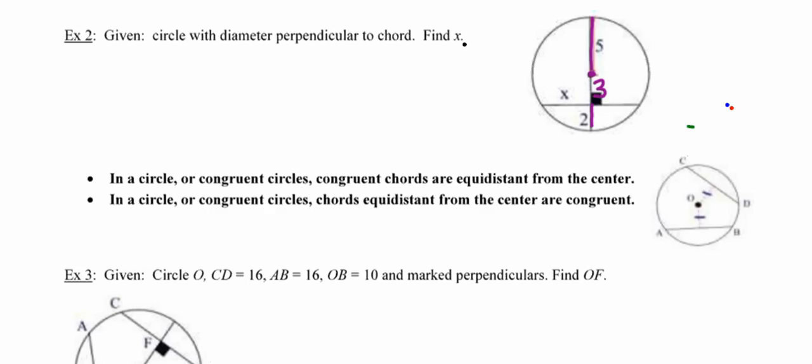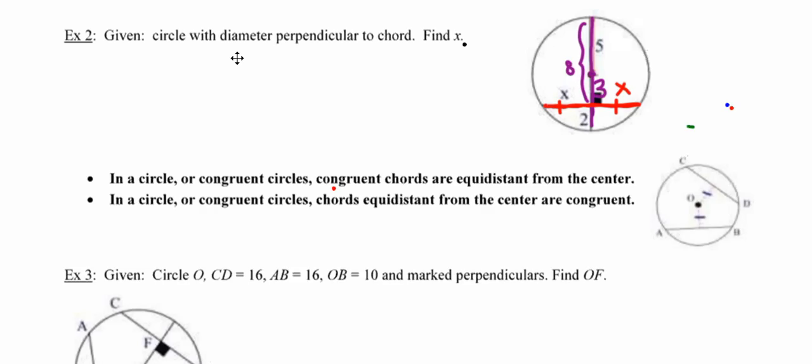This is really helpful because now I have the purple chord with its pieces that are 8 long and 2 long. I have the red chord, and because the purple chord is perpendicular to the red chord, I know it has to bisect the red chord, making each of those pieces x. And if I apply what I learned in the first example, the two parts of the purple chord, when multiplied together, must be equal to the two parts of the red chord when multiplied together.